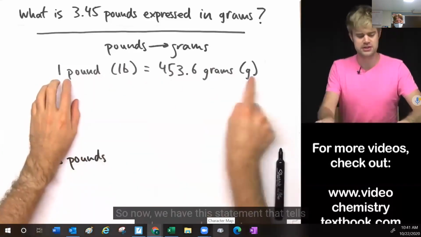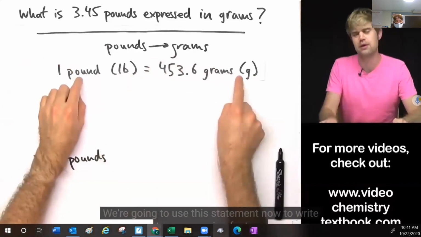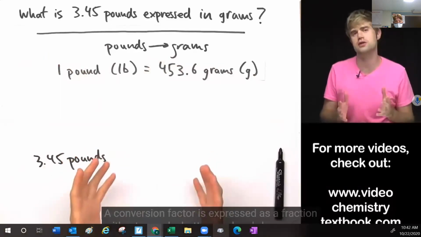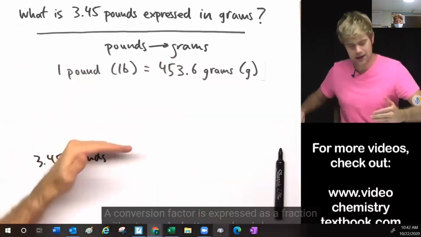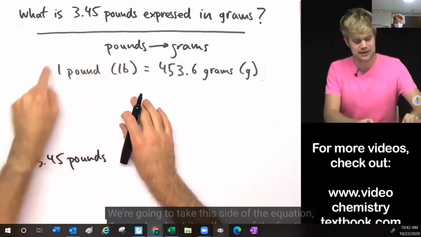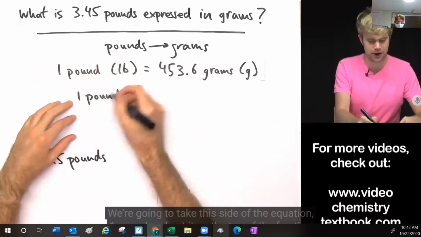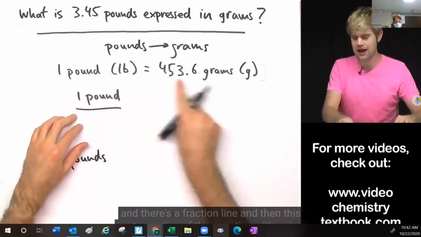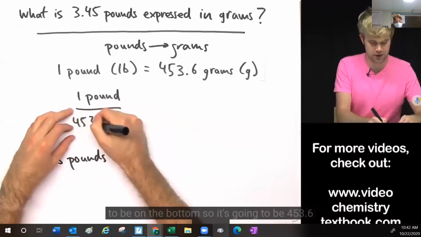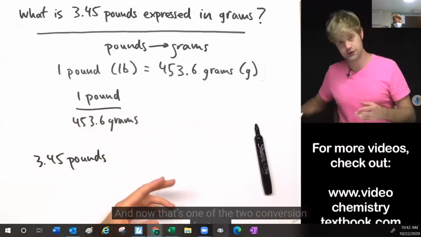So now we have this statement that tells us how pounds relate to grams. We're going to use this statement now to write 2 conversion factors. A conversion factor is expressed as a fraction with a top and a bottom. So here's how we can take this and write a conversion factor. We're going to take this side of the equation, 1 pound, and put it on the top of the fraction, and there's a fraction line, and then this part of the equation is going to be on the bottom. So it's going to be 453.6 grams.